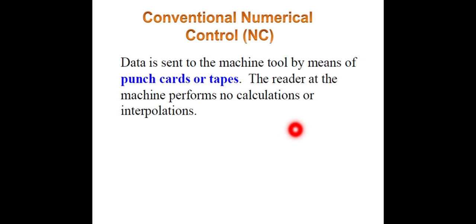Conventional numerical control. Here, the data is sent to the machine tool by means of punched cards or tapes. The reader at the machine performs no calculations or interpolation.